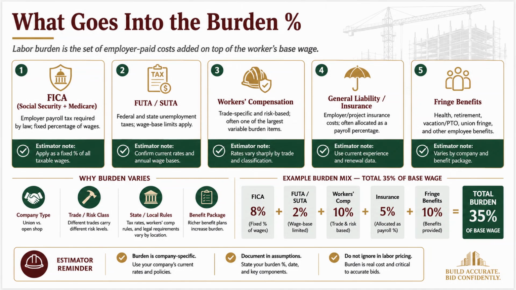Serious estimators carry burden by trade, which, conveniently, is exactly what the calculator you're building today will do. Now the second lever, the EMR, experience modification rate. The insurance industry compares your company's actual loss history against the average for your class codes. Average company, EMR of 1.0. Safer than average, below 1.0. A 0.80 EMR means you pay 80 cents on the dollar for comp.